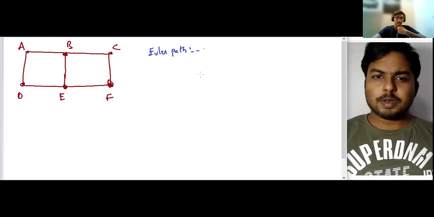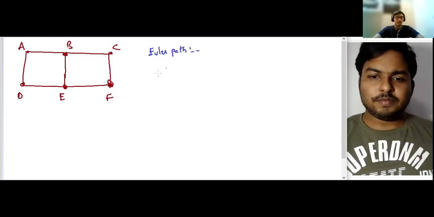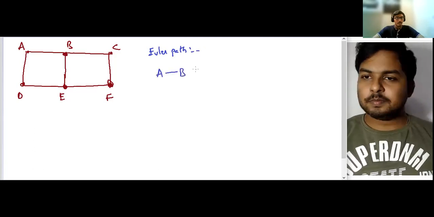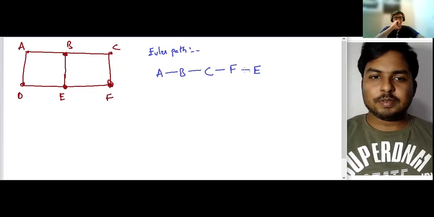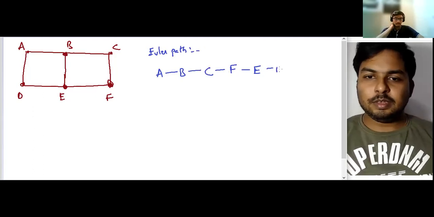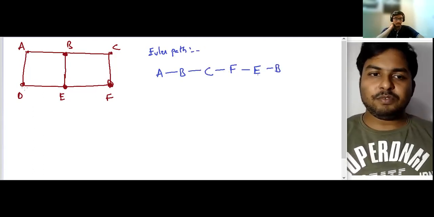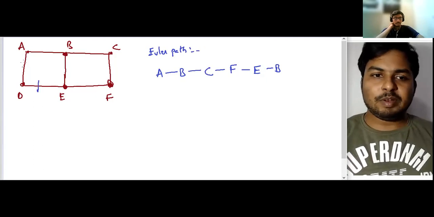Let's see. If I start with A, I'll go to B. From B, I'll go to C. From C, I'll go to F. From F, I'll go to E. Correct? Now, like you said, if I go with B, then I'm left out with D. I'm left out with these two.